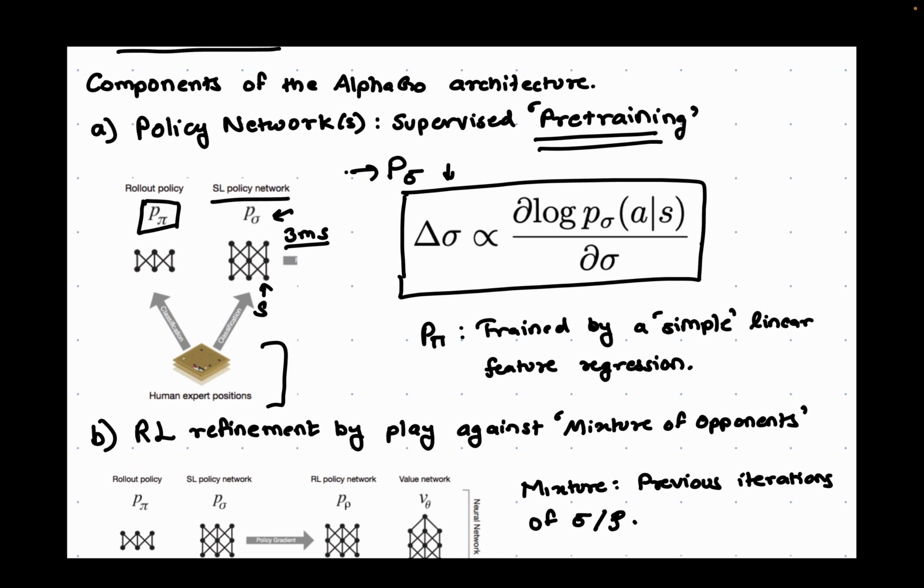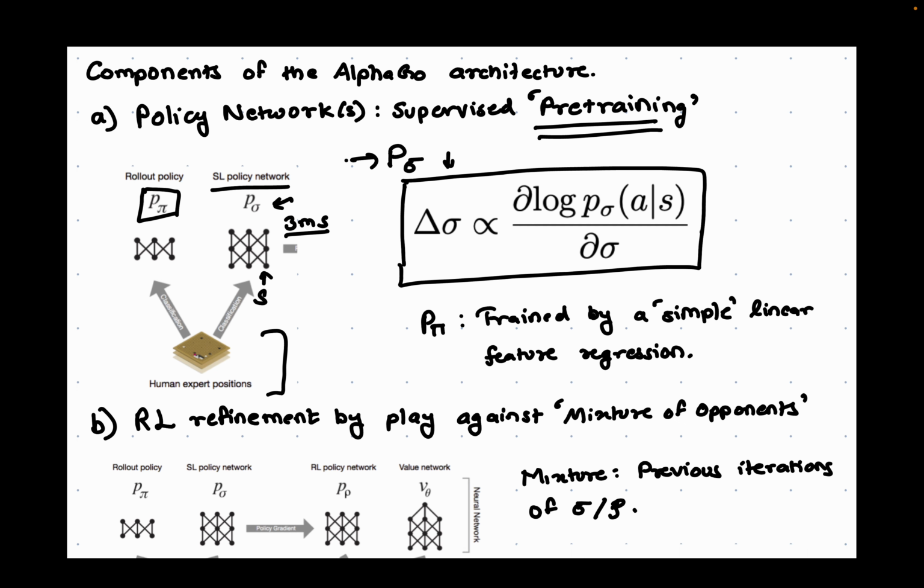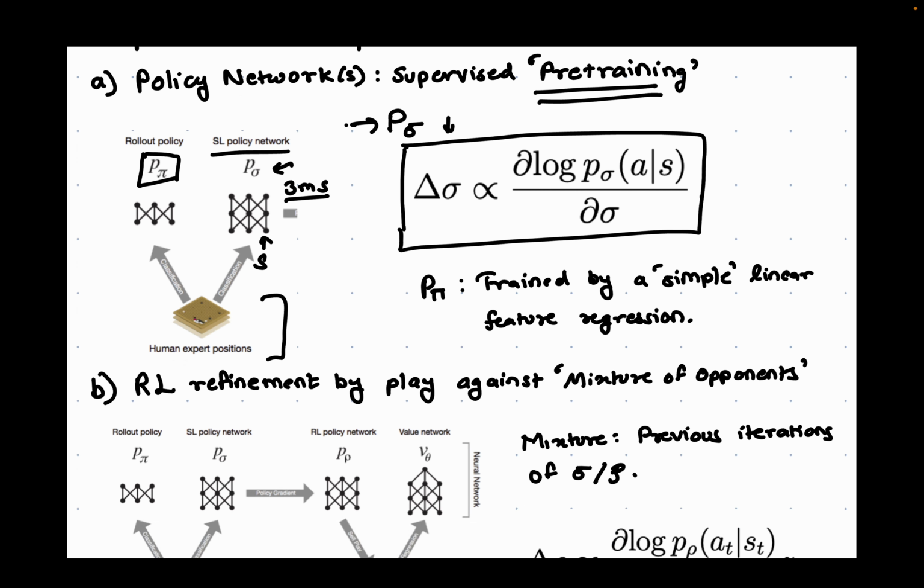The rollout policy is basically trained by simple linear feature regression. We'll not go into what this means, but if you are playing chess, let's say, and I capture your knight with my knight and offer you a trade, and you can take my knight with your pawn, then the rollout policy simply says, okay, I lost my knight to the opponent's knight and I can take it, so I'll take it. So simple.